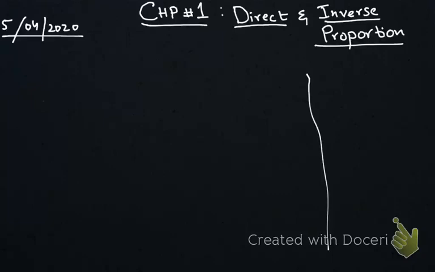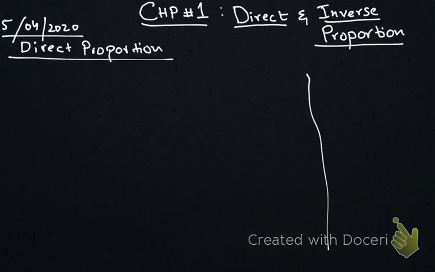Okay, students, we started chapter number 1 from book 2, direct and inverse proportion. The concept of direct proportion I explained in the first video. I explained the basic introduction of direct proportion, and I explained an example and gave a question from the book to solve. Now I'm going to show you the solution of the question which I gave you.